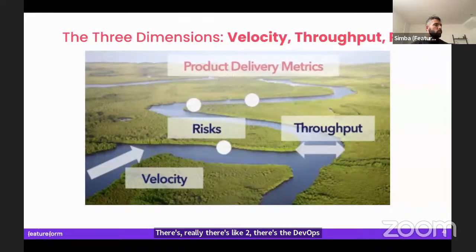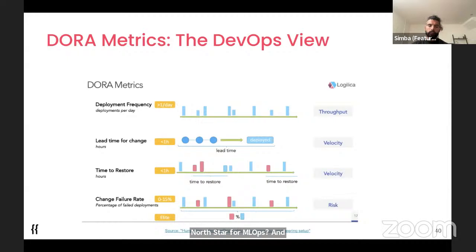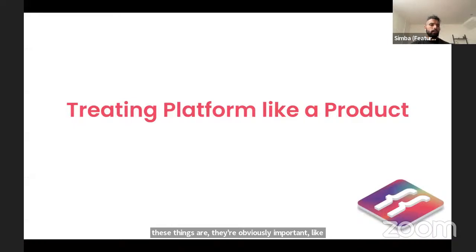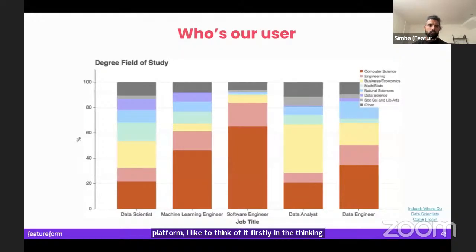Some people ask me, what is the North Star for MLOps? Even though these things are obviously important, or required, and you need to make them better, when I'm thinking about building an MLOps platform, I like to think of it firstly as a platform as a product. So when you're a product person, you start by thinking about your user. In this case, your user is a data scientist.